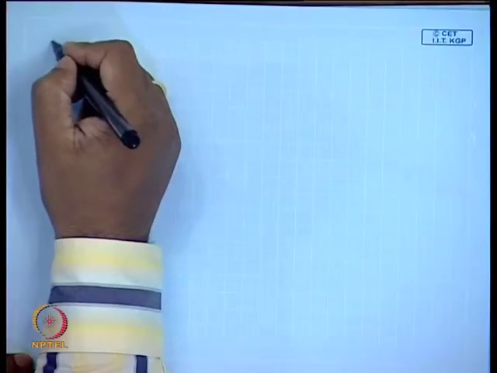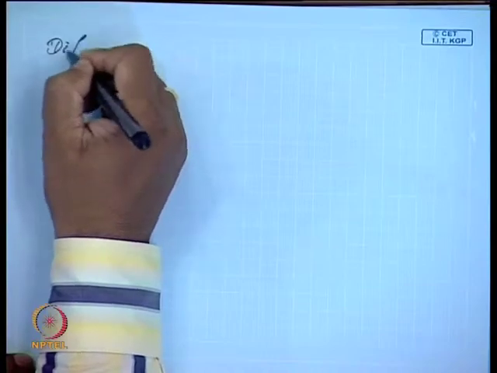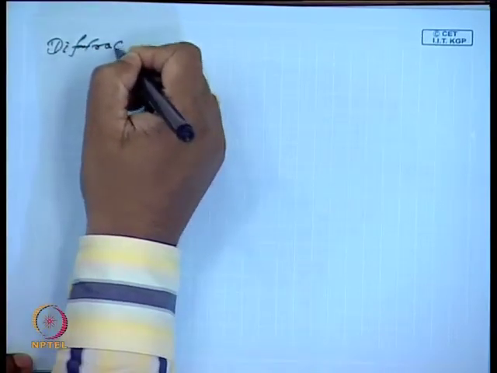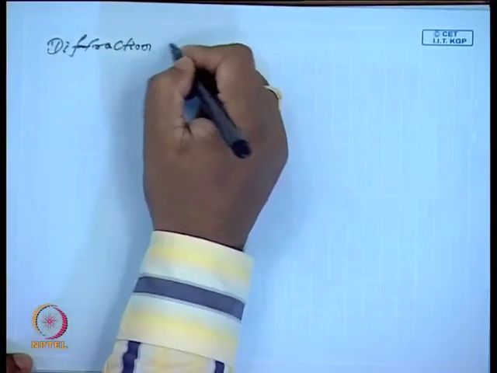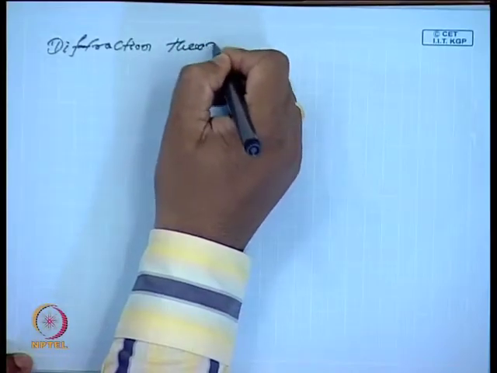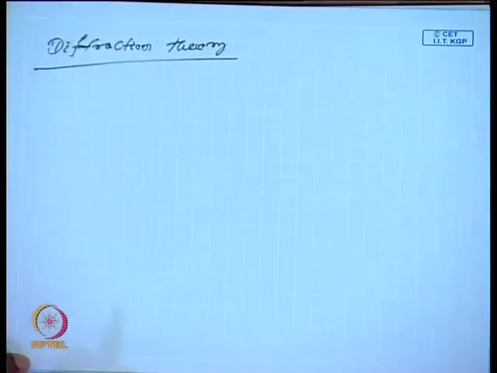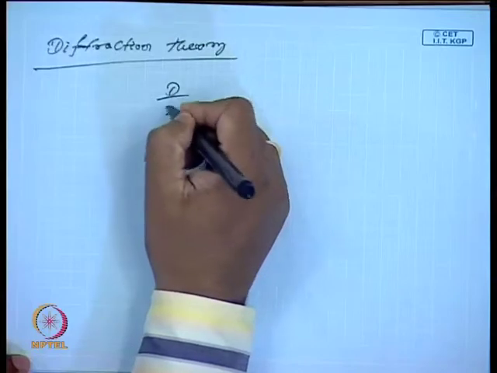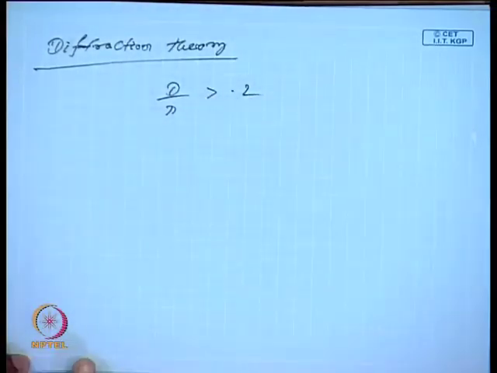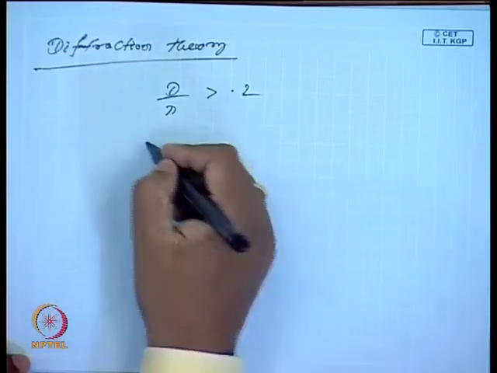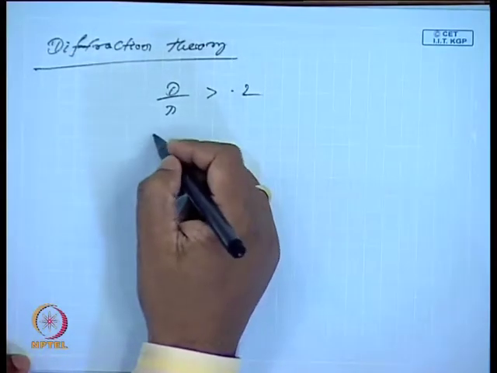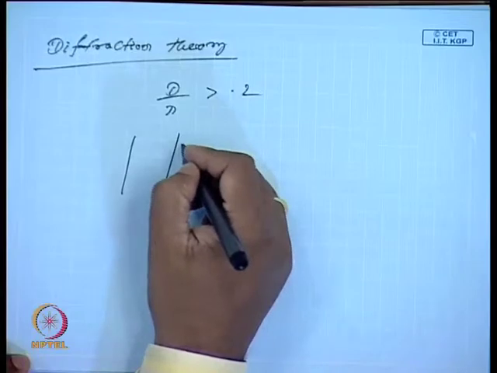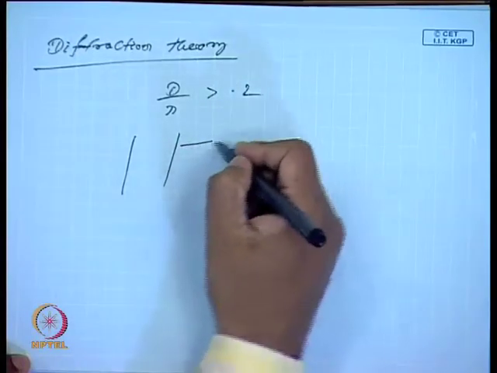On the other hand, when the structural size D by lambda is larger, I will go to diffraction theory. In the case of diffraction theory, D by lambda is greater than 0.2. That means, what happens here? When the wave impinges on the structure, it gets diffracted.